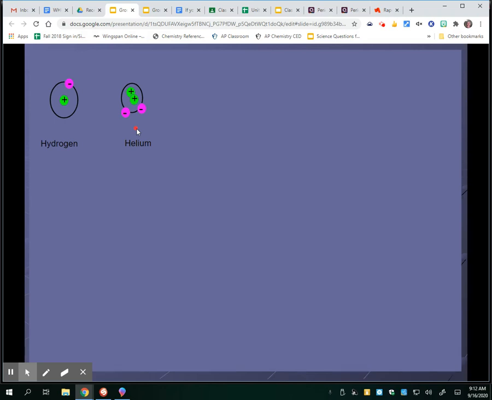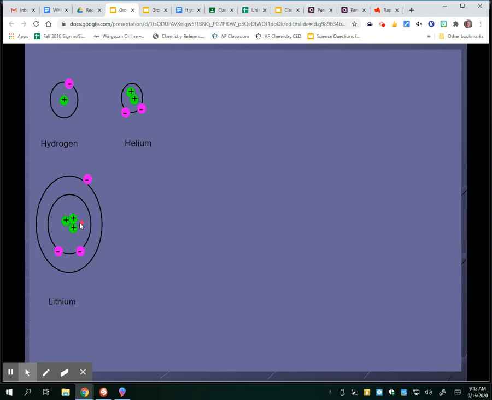All right, so now let's look at something with three protons. Lithium has three protons, but you'll notice now we're on the second row of the periodic table. We've got two energy levels. And so what happens here is the distance between that positive nucleus and that negative valence electron has increased, so there is less attraction here than there would be for hydrogen. And so the atoms get larger the more energy levels you have.